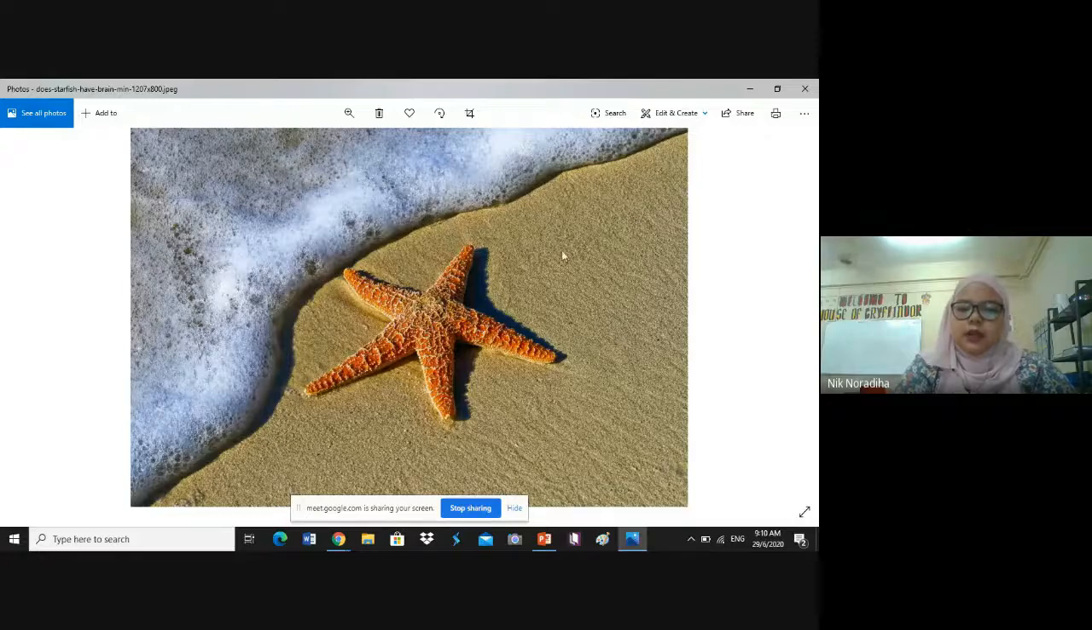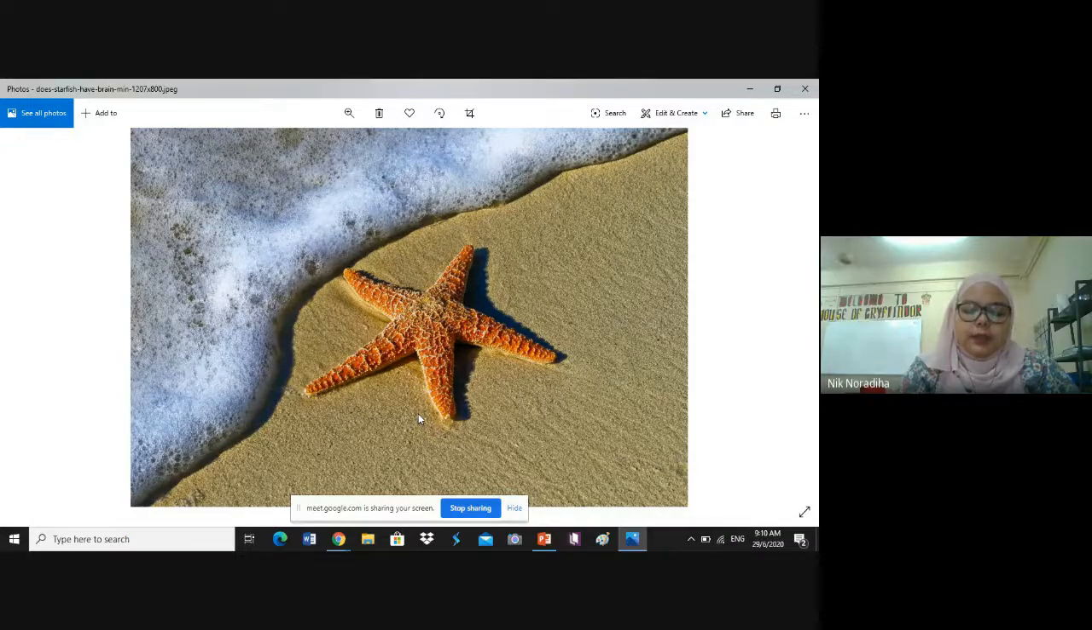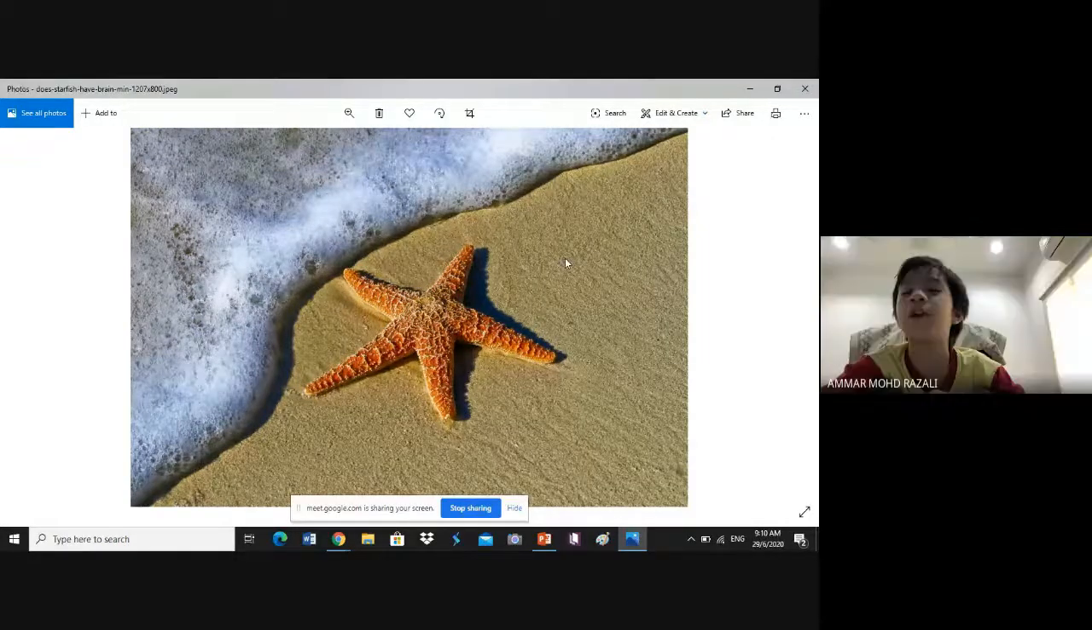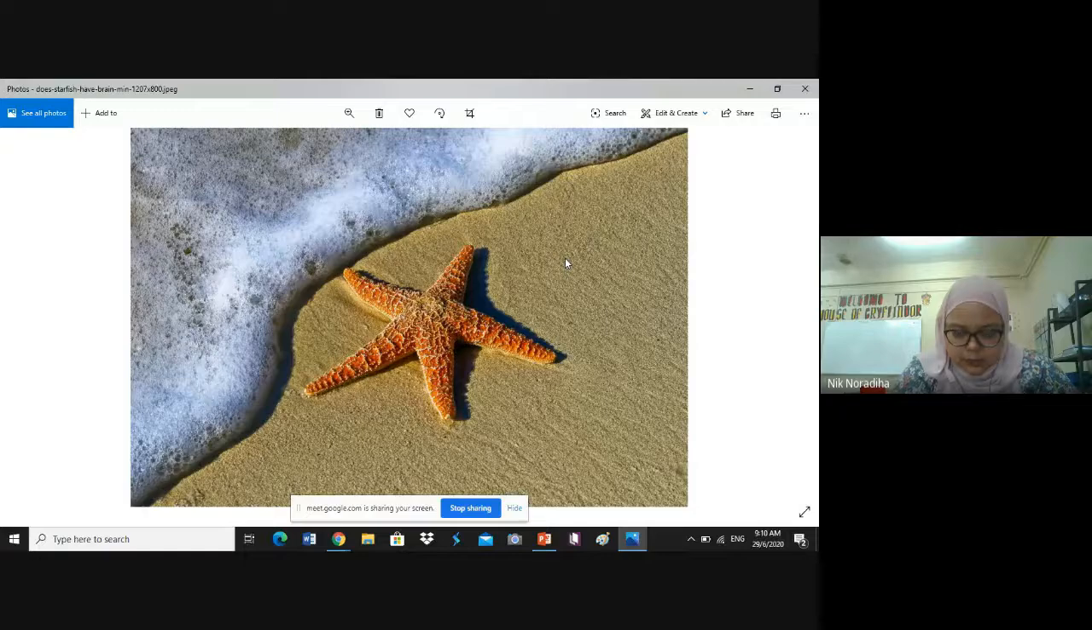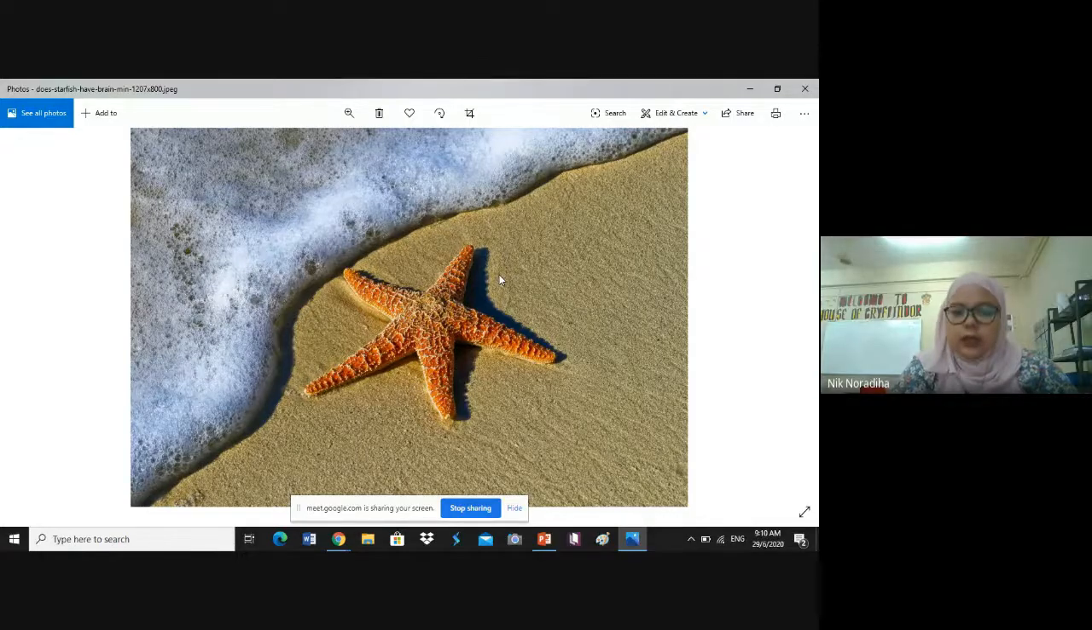This is the picture of a starfish at the beach. You can usually find starfish at the beach. Starfish can regrow their limbs. Yes, they can regrow their limbs. Starfish will also grow bigger because they are considered living things.